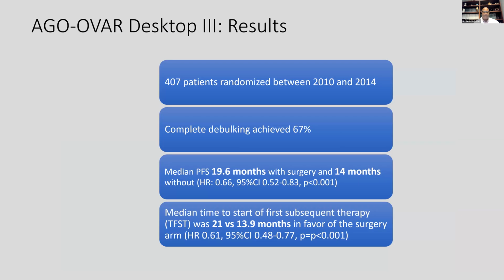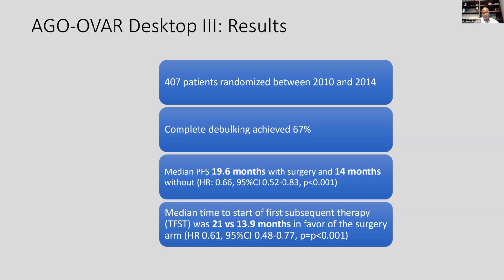And what this study showed, it was a large study, about 400 patients, they were able to completely debulk, and complete debulking means there's no gross residual, not even 1 centimeter residual, close to 70% of the patients. And again, these were women who had really good prognosis status coming into this recurrence. And there was an improvement in progression-free survival. And when you looked at how long did it take before you did another subsequent therapy, time to first subsequent therapy, there was a big difference. The women who had surgery was 21 months on average before they were getting another therapy after this treatment, versus just over a year in the women who didn't get surgery.